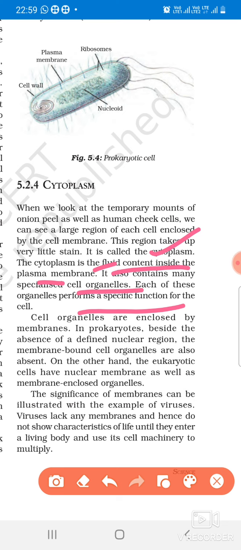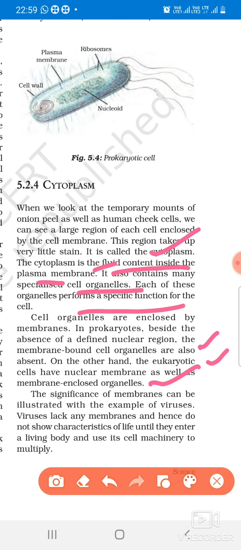Cell organelles are enclosed by membrane. In prokaryotes, besides the absence of a defined nuclear region, the membrane-bound cell organelles are also absent. In prokaryotic cells, no membrane-bound cell organelles are present, but in the case of eukaryotic cells, membrane-bound cell organelles are present.